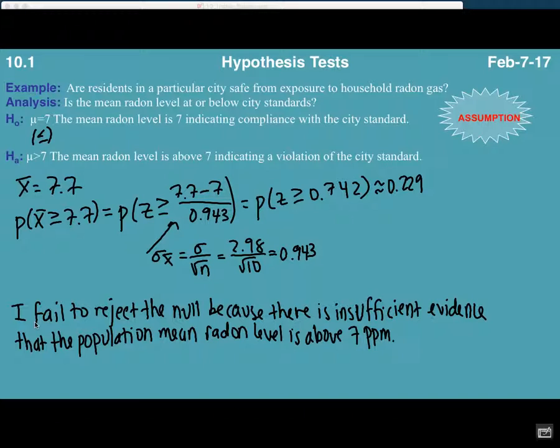What order do you put the things in for normal CDF again? Lower bound, upper bound, mean, standard deviation.